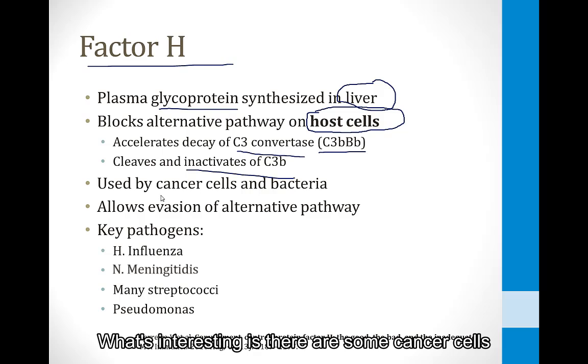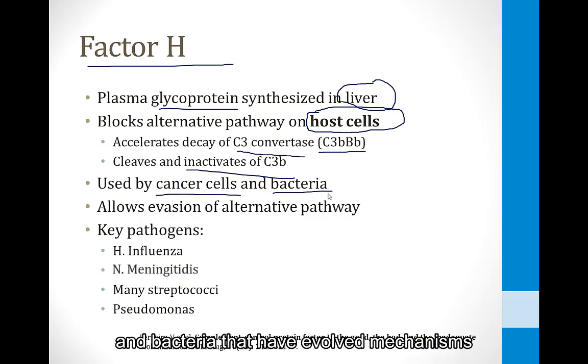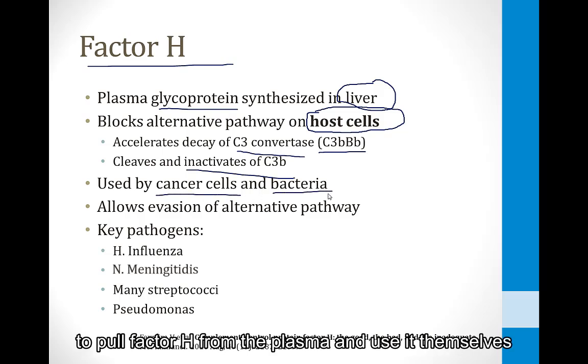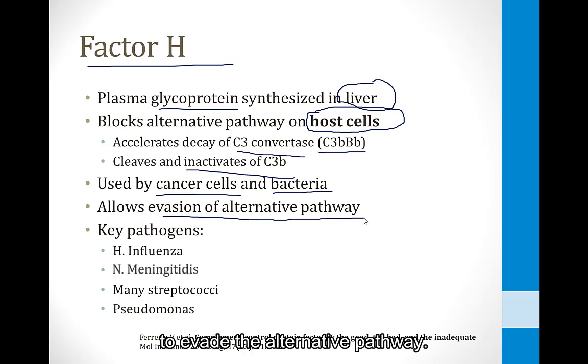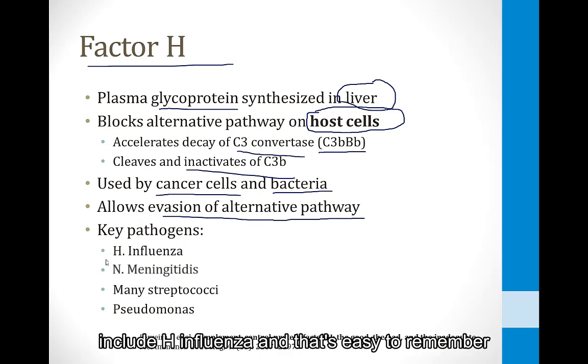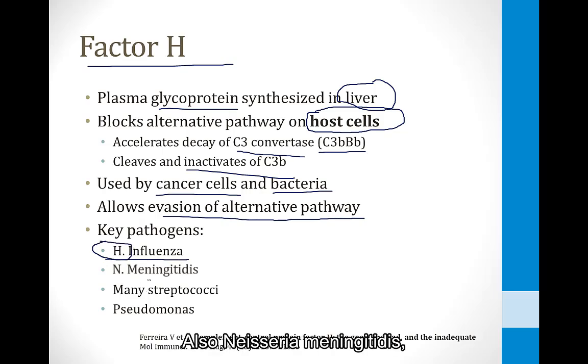What's interesting is there are some cancer cells and bacteria that have evolved mechanisms to pull factor H from the plasma and use it themselves to evade the alternative pathway. Some of the key pathogens that can do this include H. influenza, and that's easy to remember because it starts with the letter H. Also Neisseria meningitidis, many streptococci, and Pseudomonas.